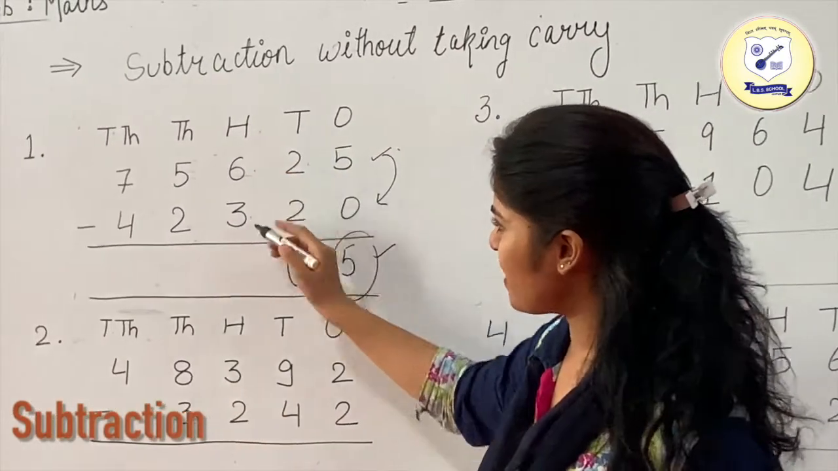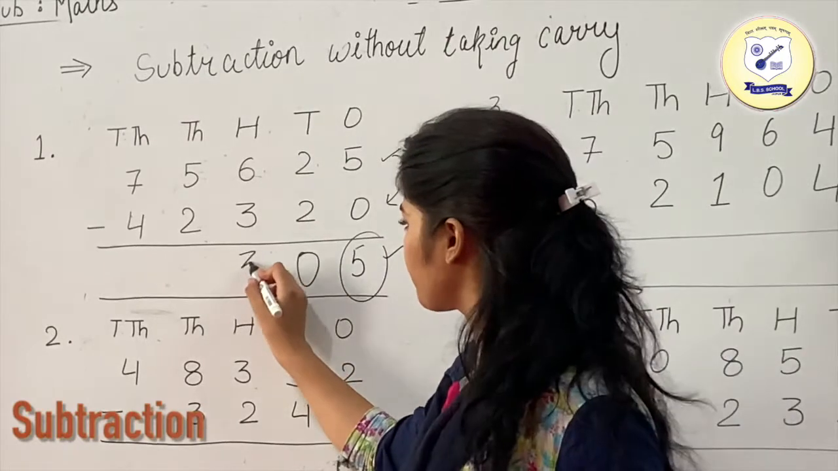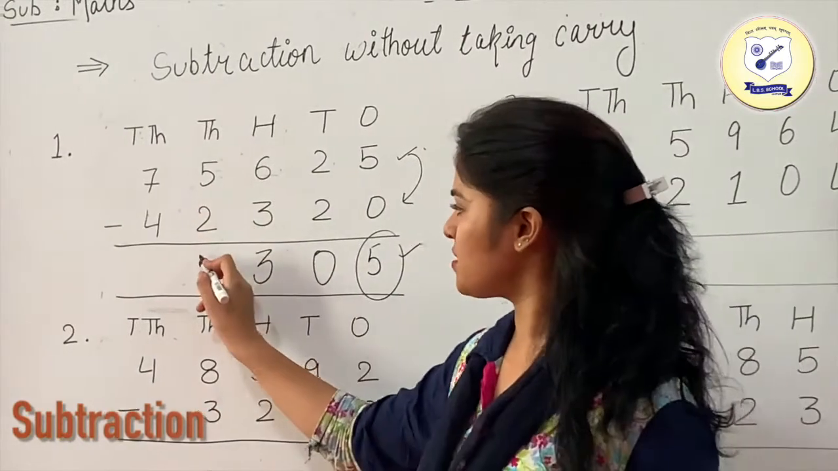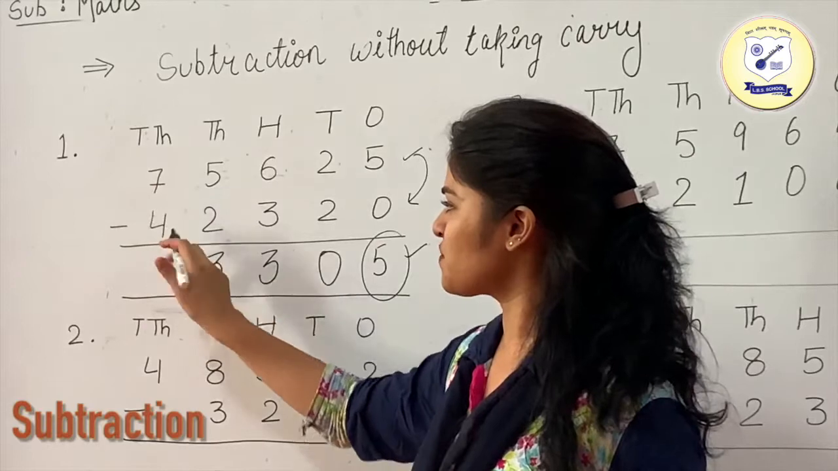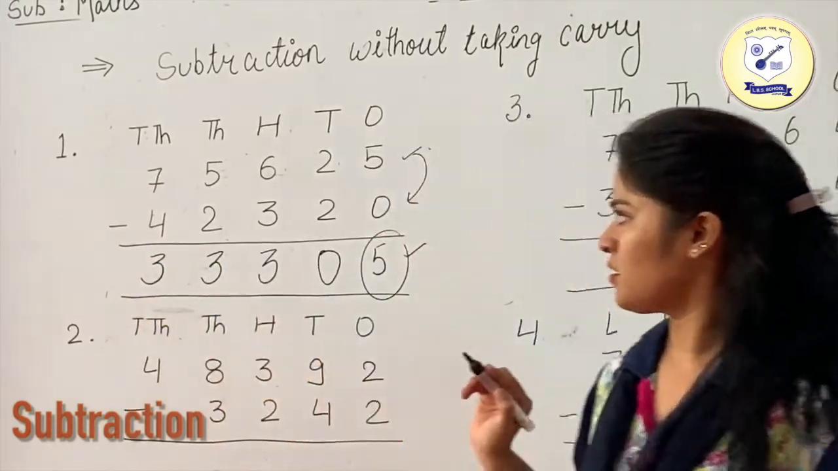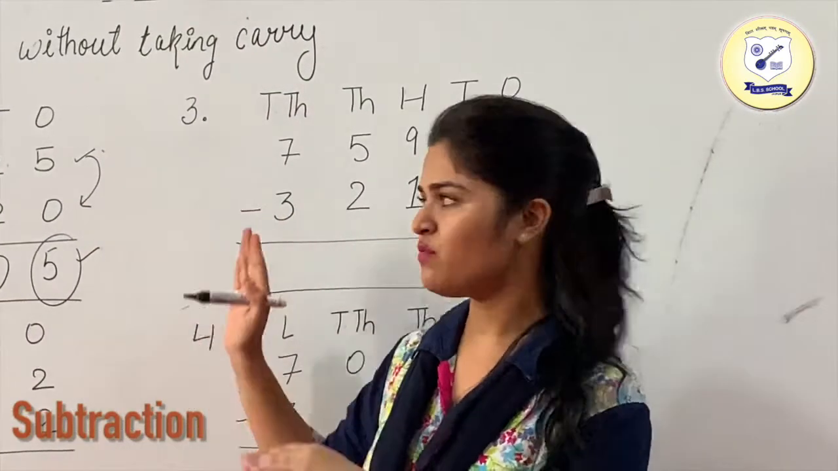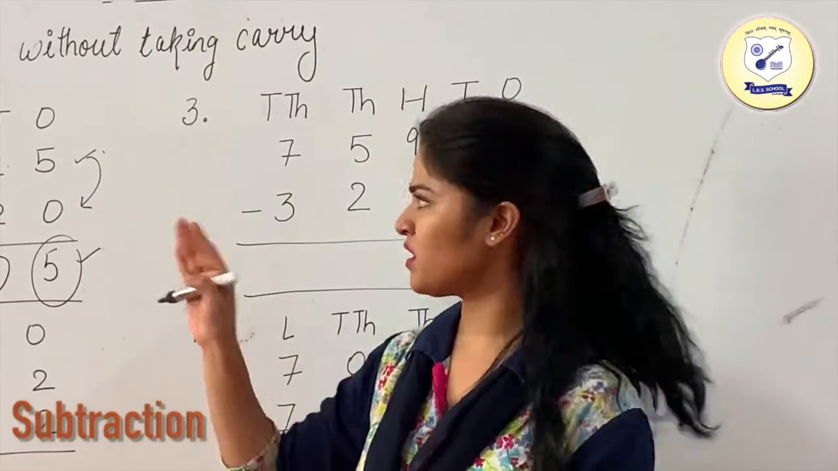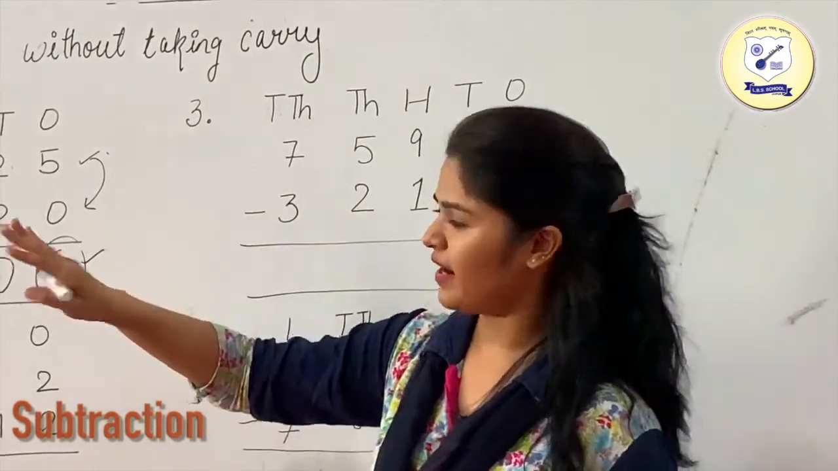Now I have 6 minus 3. 6 minus 3 is 3. 5 minus 2 is 3. 7 minus 4 is 3. This is your simple subtraction where we need not take carry from the numbers ahead.